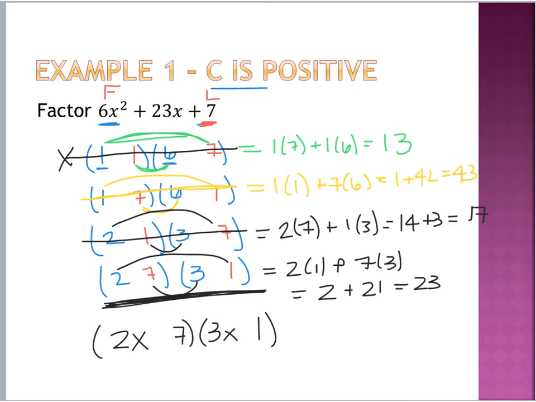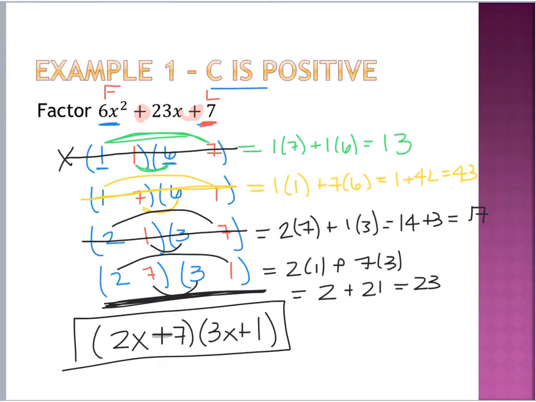So now, because both of these up here are positive, that tells me that both of my binomials down here are also going to be positive. So that's going to be a plus, and that's going to be a plus. So these here are going to be my factors of this trinomial. And don't worry, I do have a couple more examples.